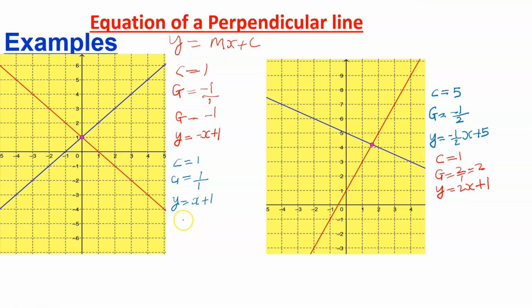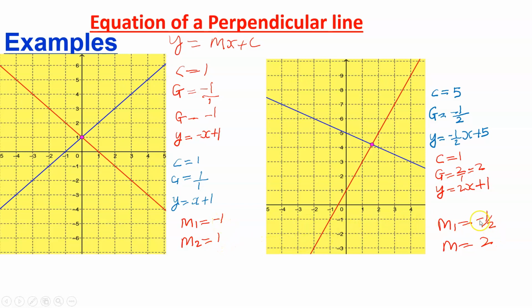Here I got, let us say m1, the gradient of the first one is minus 1, and the gradient of the second one is 1. And here I found that the gradient of the first one is, for example, minus half, and the second one, m2, is 2. How are 2 and minus half related? And how are 1 and minus 1 related?